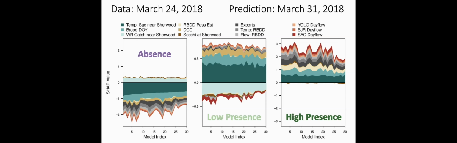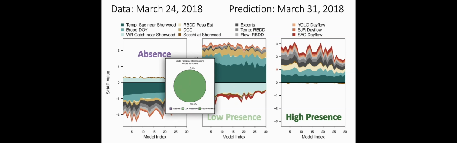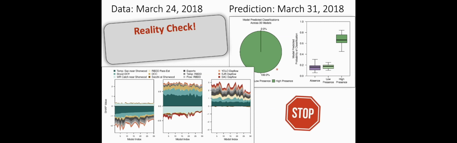We have positive and negative evidence or support for low presence and a lot of support for high presence. And so this explains what the model was thinking and how all 30 of these models got to a classification of high presence. So let's do the reality check. Because we're using past data, we can see whether the model got it right.